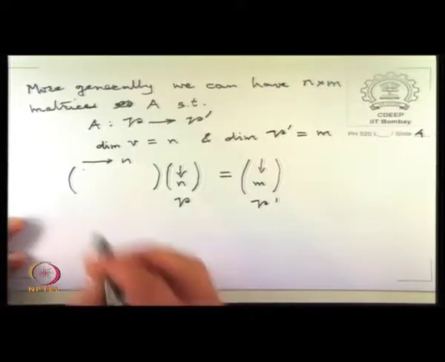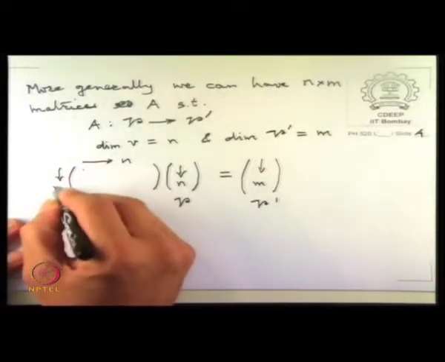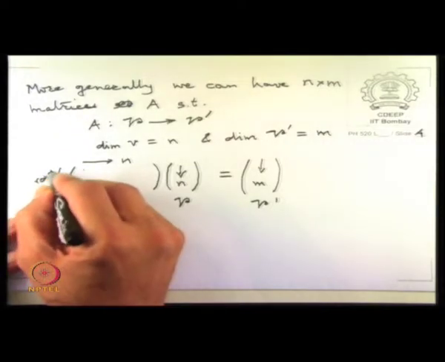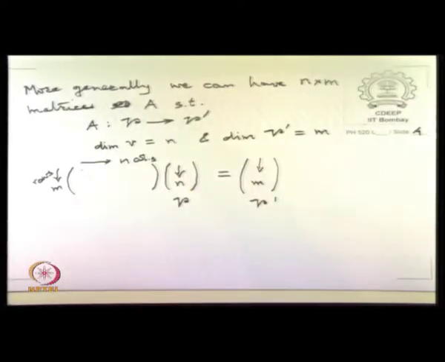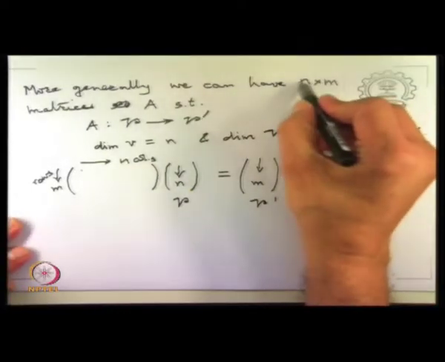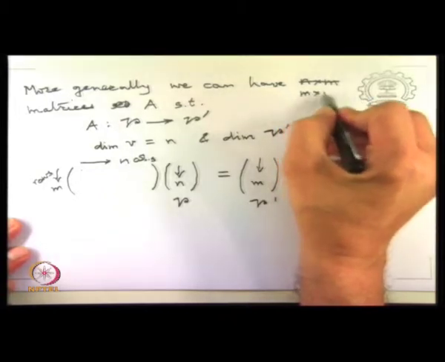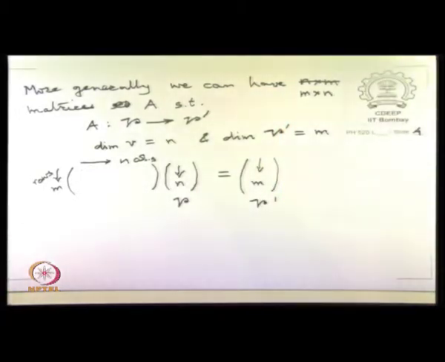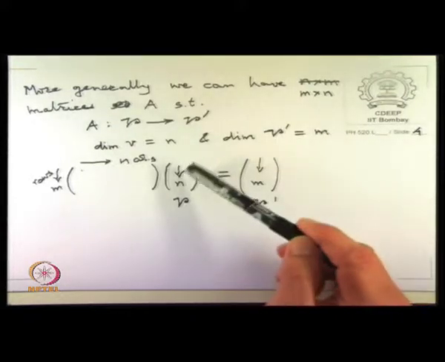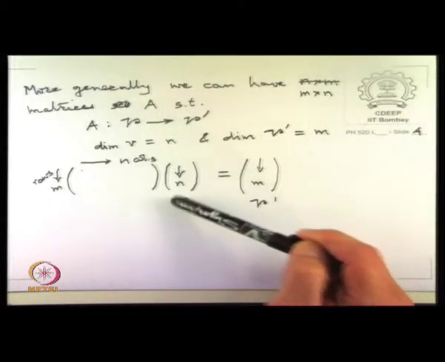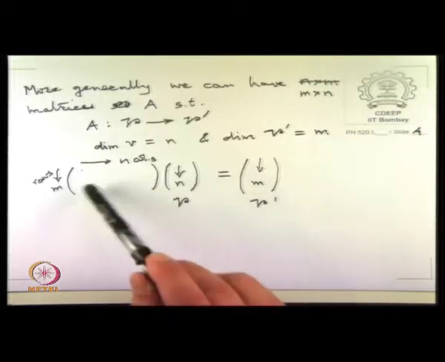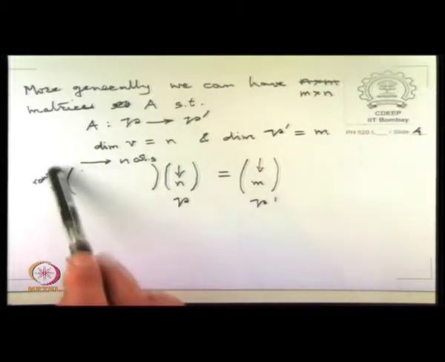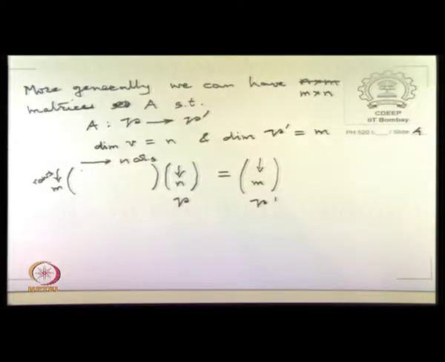So the number of rows here, n columns. Such a matrix we call m by n matrix. So that's right. So if we have n dimensional V and it gets mapped into an m dimensional V prime, then the matrix must have m rows and n columns. This we will need for a little while.